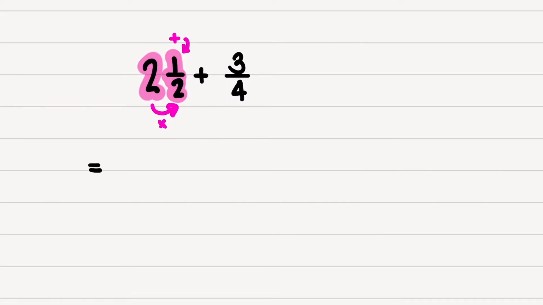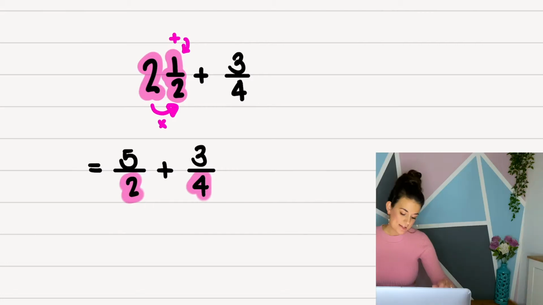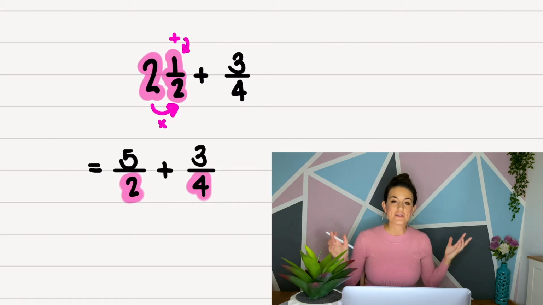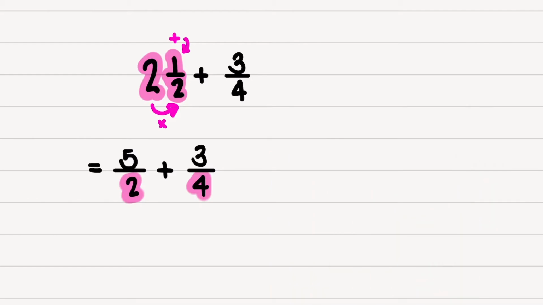So I'm going to have 2 times 2, which is 4, plus 1 is 5, over the original denominator, which in this case is 2, plus 3 over 4. So now when I look at the denominators, I have a 2 and I have a 4. But I can see that 2 goes into 4, and 4 goes into 4. So the LCD is actually one of the denominators in the question. But I'm still going to work it the same way. I'm still going to write the LCD being 4, because the lowest common multiple between 2 and 4 is 4.